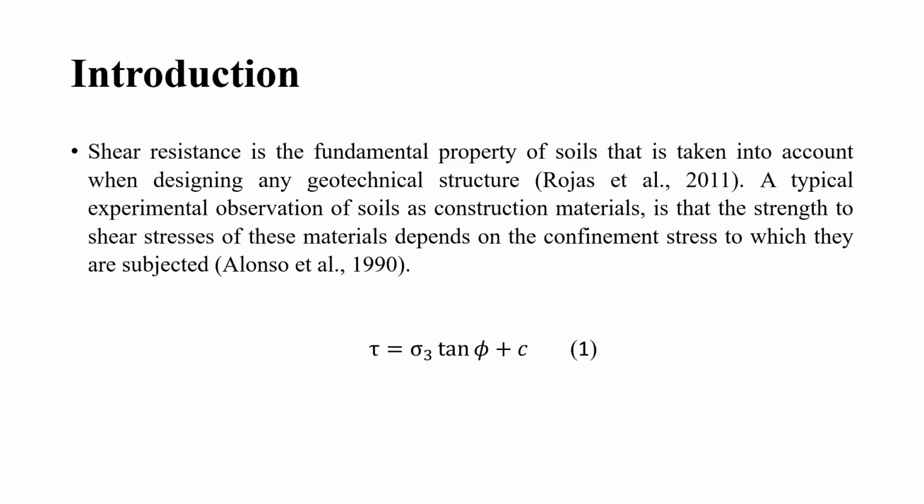It is important to recognize that shear strength, or shear resistance, is a fundamental property of soils that is taken into account when designing any geotechnical structure. It can be predicted and understood under equation number 1, which is one of the fundamental equations of soil mechanics. In equation number 1, the left side is the shear strength of soils, and the right side depends on the confining stress on which the soil is subjected, the friction angle, phi, and the cohesion term C.